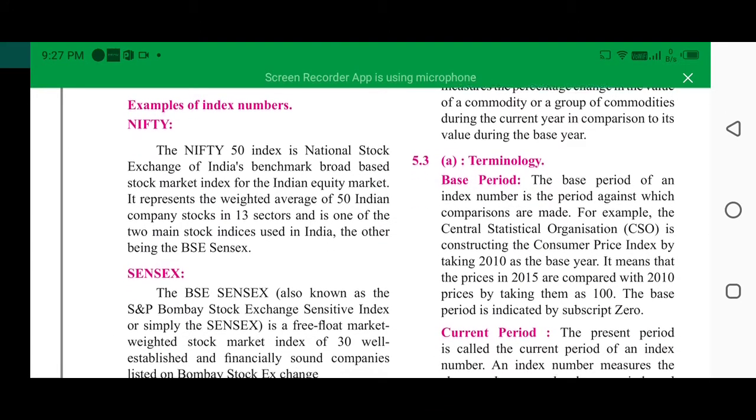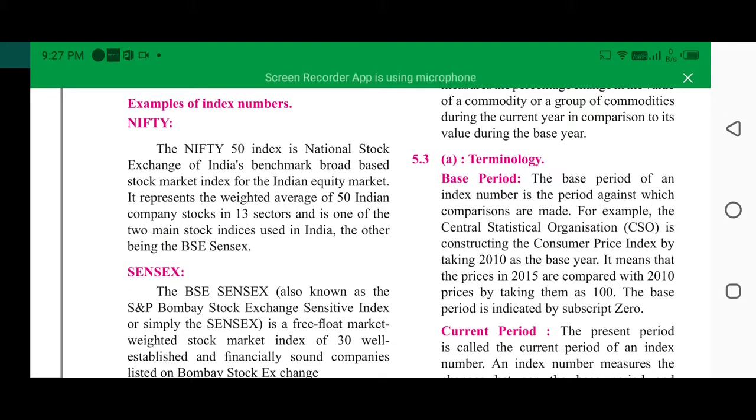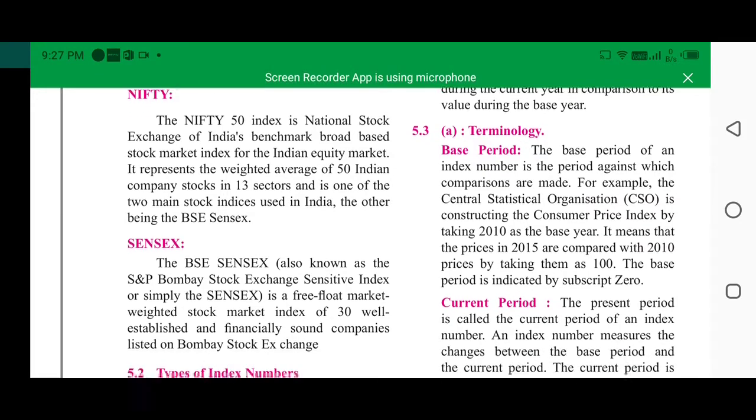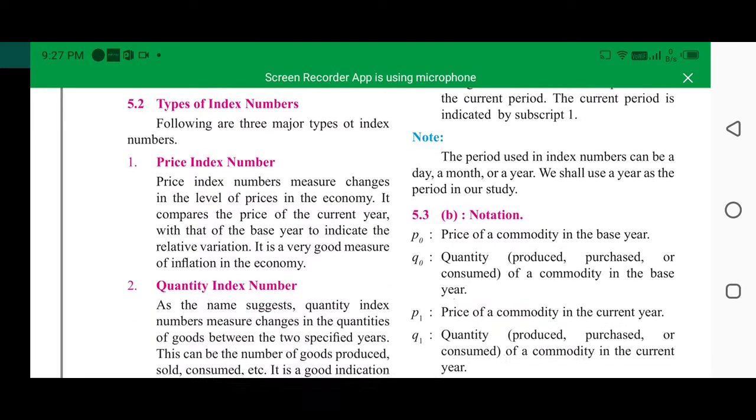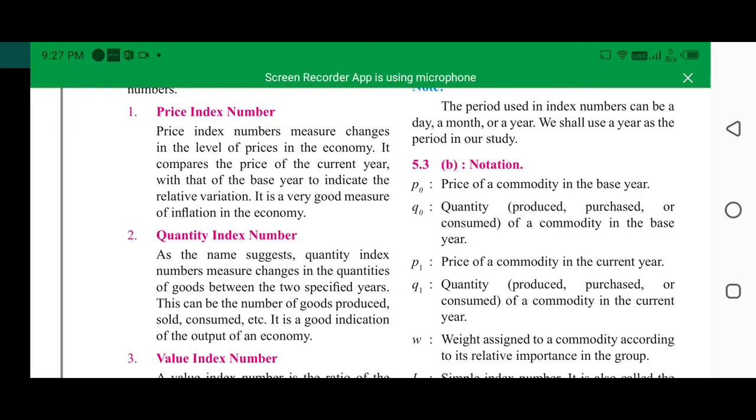Okay, now what is the base year and the current year? The base year of an index number is a period against which comparisons are made. Suppose we are comparing 2020 with 2021. So 2020 will be considered the base year and 2021 will be the current year. The present year is considered the current year as per the definition. Now we have some notation. Base year is represented by naught, that is P naught, the price of the commodity in the base year.